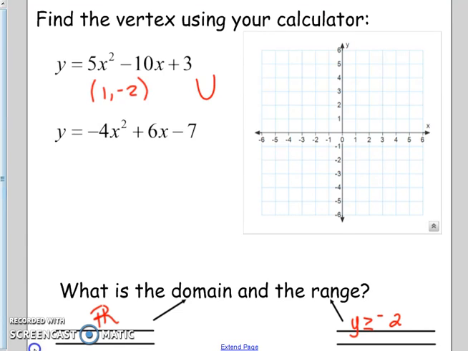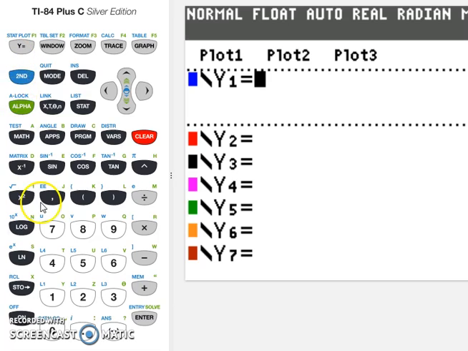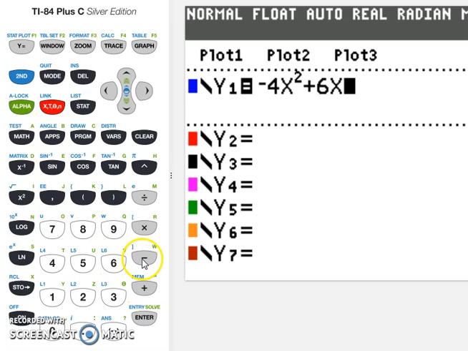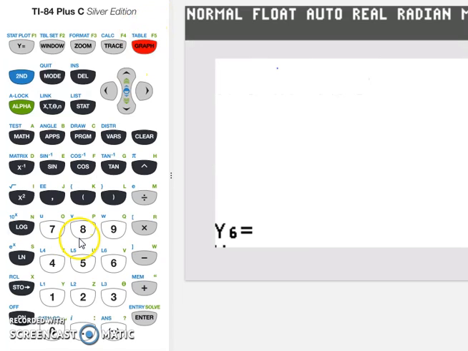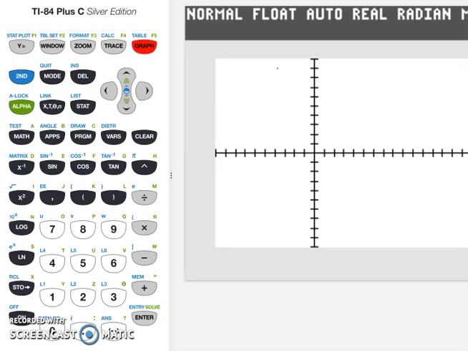Okay, so now I'm going to graph the second one. I'm going to go to my y equals, and I'm going to plug in -4x² plus 6x minus 7. And then I'm going to hit graph again. Okay, so here's my graph. I have a maximum this time, so I'm going to hit second trace.